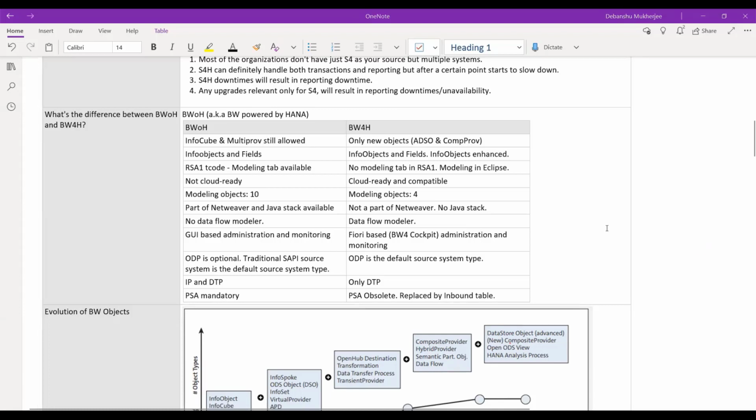All right. So BW on HANA and BW for HANA. If I already have BW on HANA in my landscape, why should I go for BW for HANA?